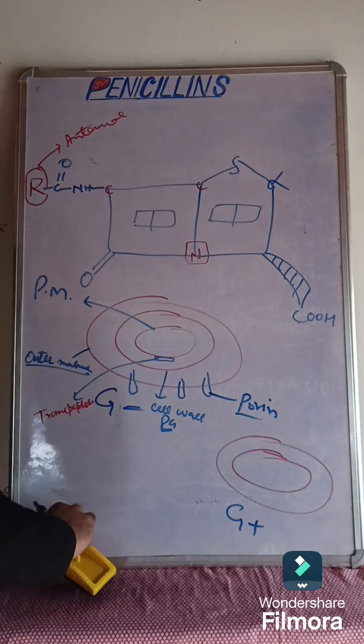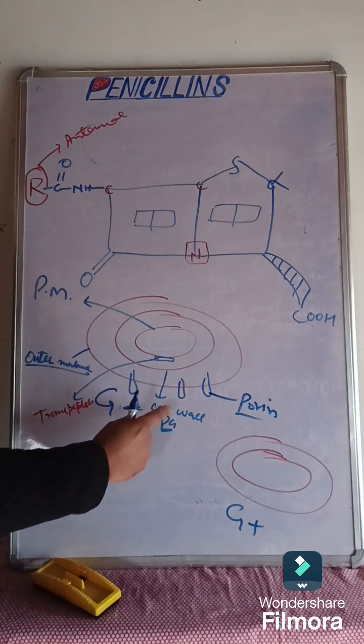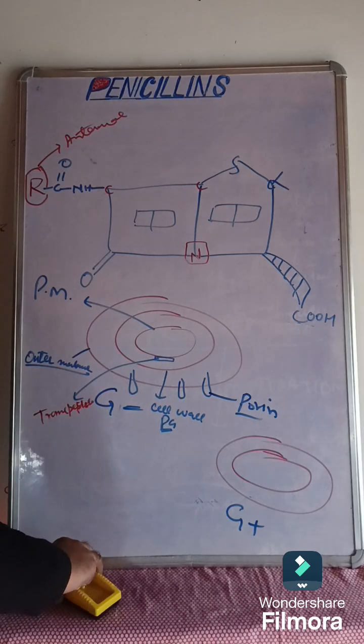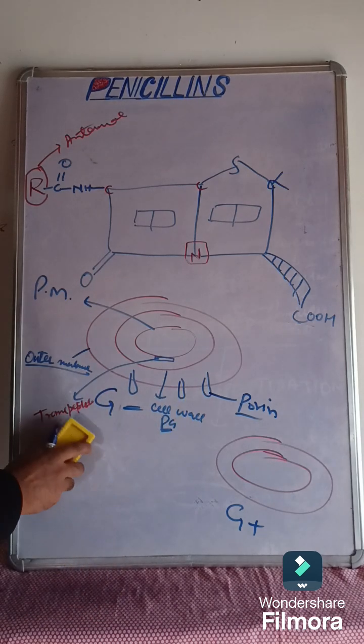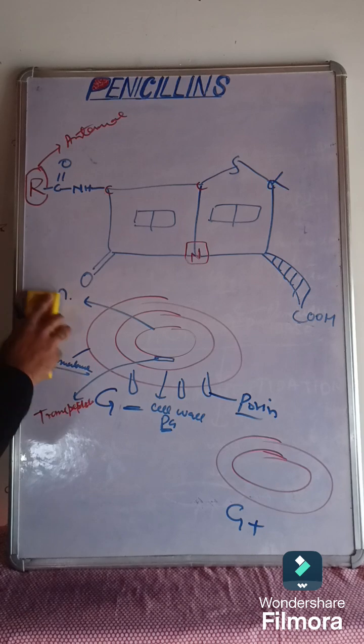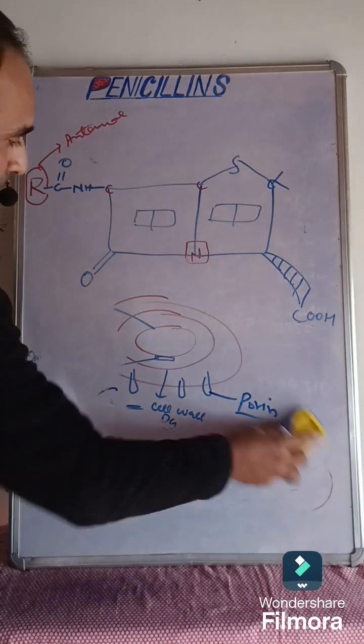So they alter the structure of these porin channels. This is the mechanism gram-negative bacteria use. This is not the case with gram-positive bacteria.